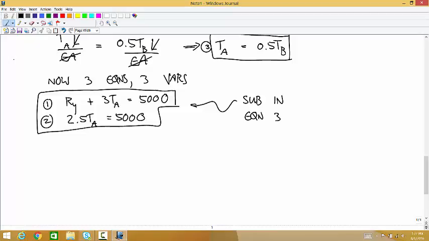And if you solve it, you get RY is equal to negative 1,000. TA is equal to 2,000, and TB is equal to 4,000.